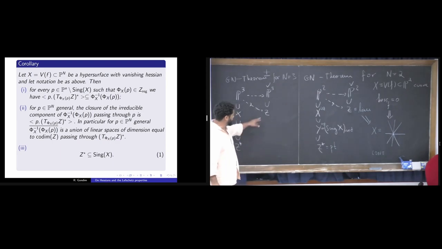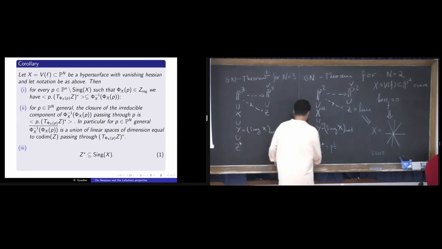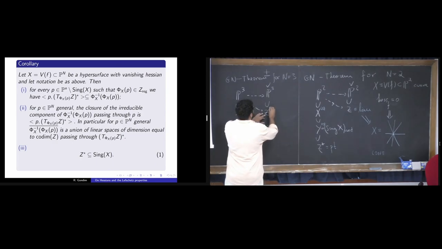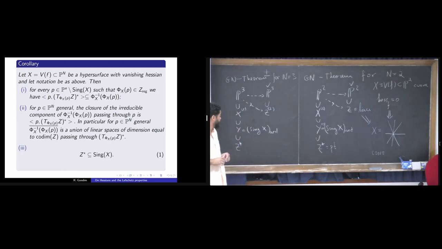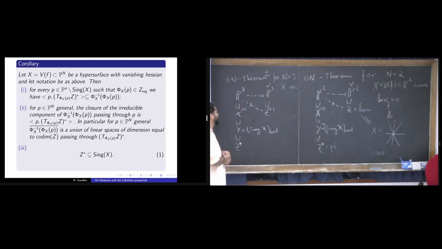The dual of the polar image is inside the singular locus of X. Let me put the dimension here to be 2. It's always possible to restrict ourselves to this case. Here the dimension 2. I'm going to suppose, just to simplify the situation, that X is irreducible, an irreducible surface in P3. This dimension is 1.